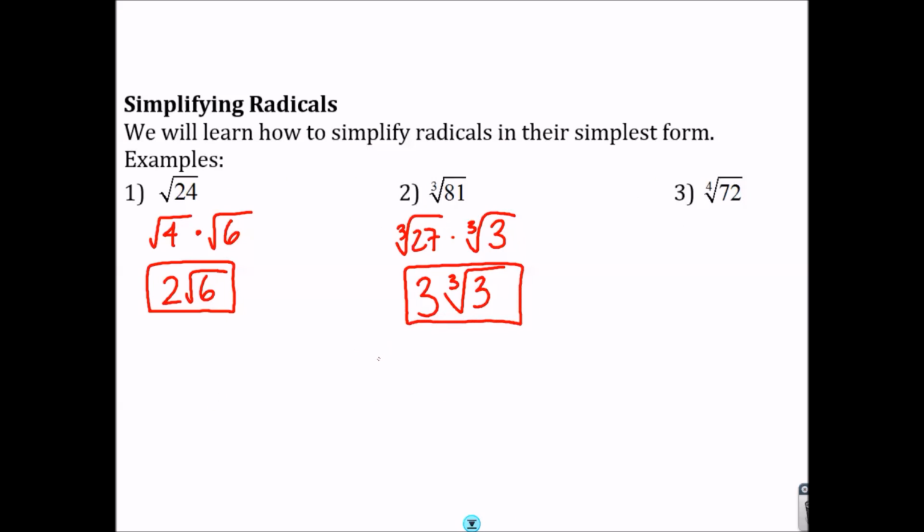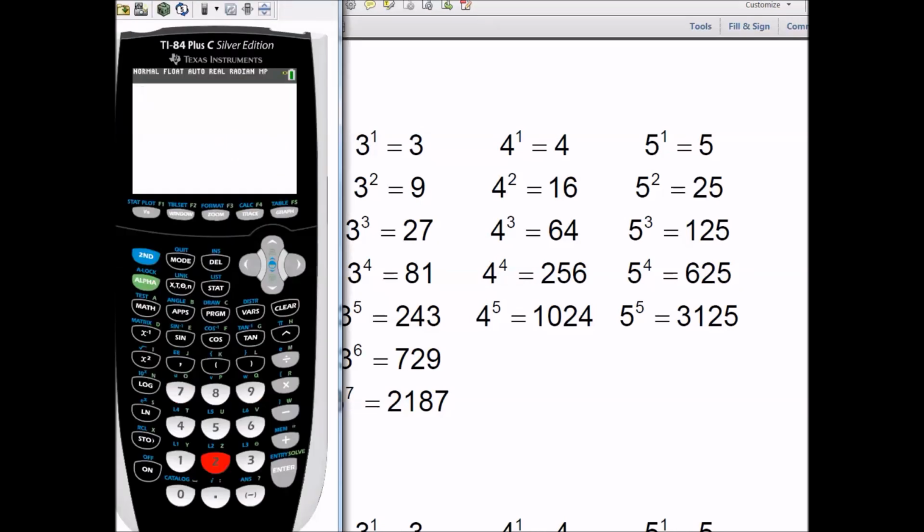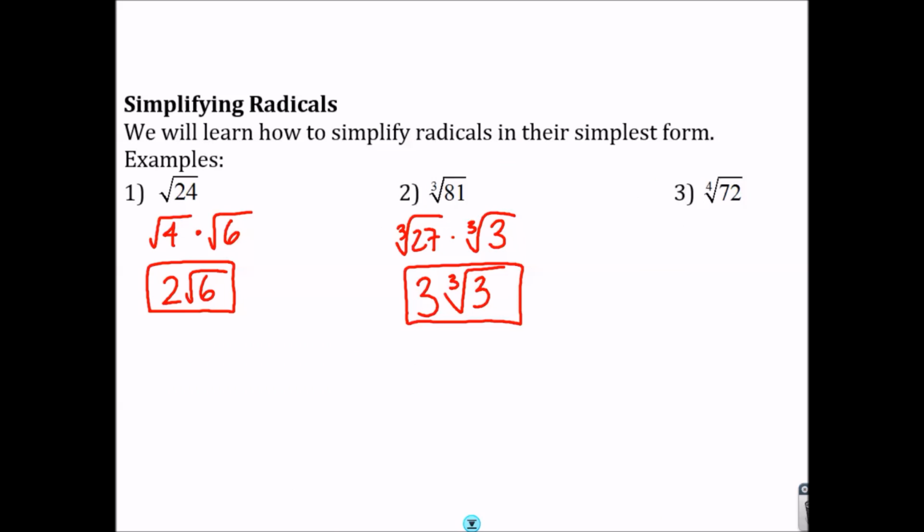So when we have a fourth root, it's the same idea. We're looking for a perfect fourth power that is a factor of 72. So if I look at the next row, we can check 2 to the fourth, but 3 to the fourth is bigger than 72, so that's clearly not it. So we can check and see if 72 has 16 as a factor. That does not go evenly, so that means we're not going to be able to simplify the fourth root of 72. So we'll just leave it as fourth root of 72.